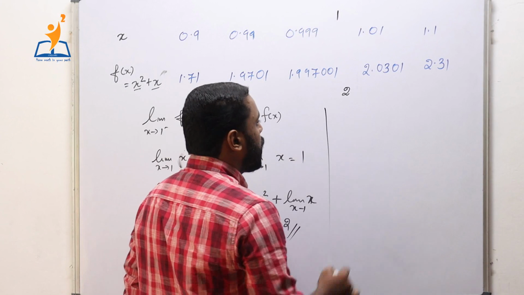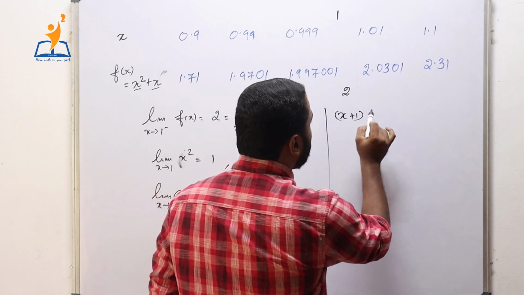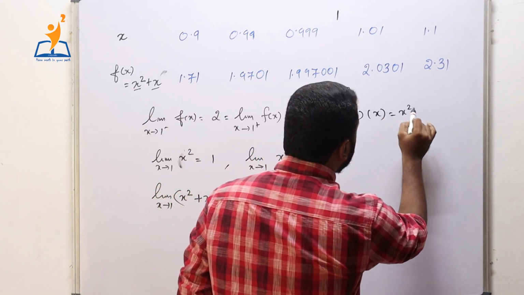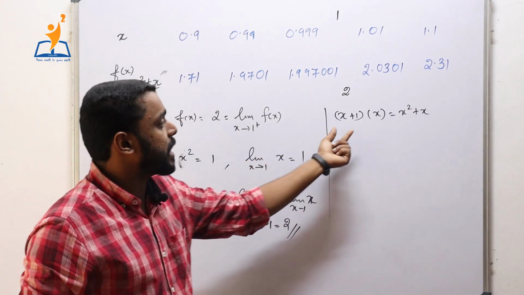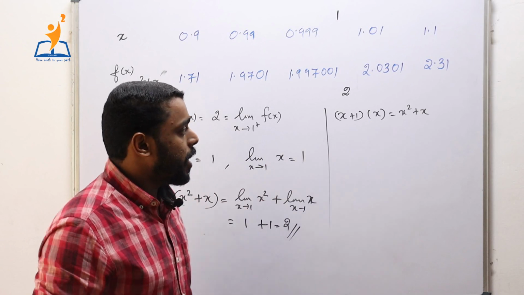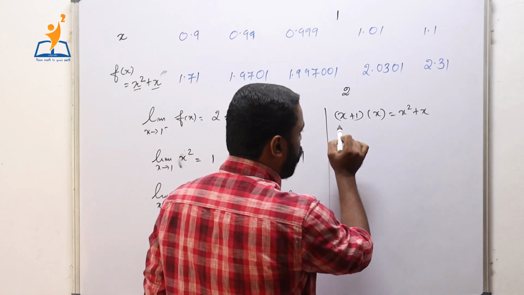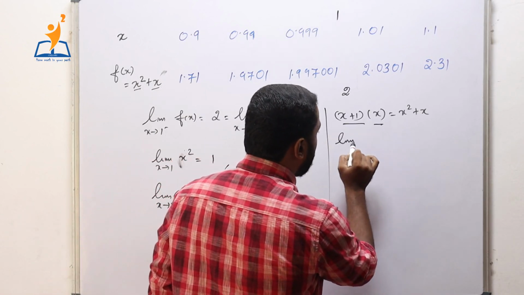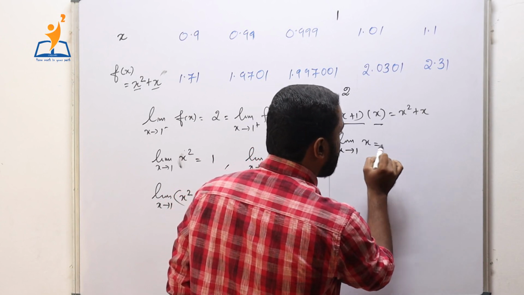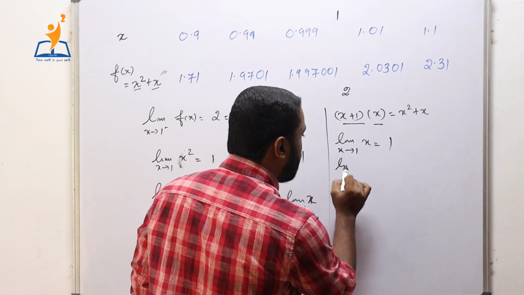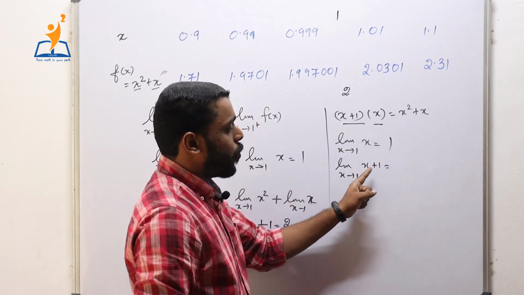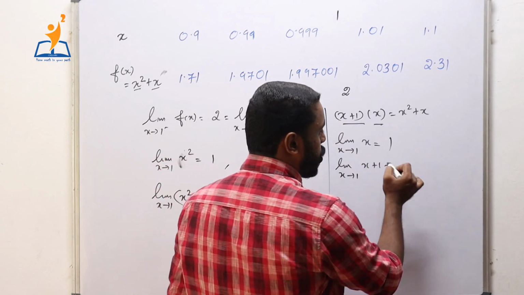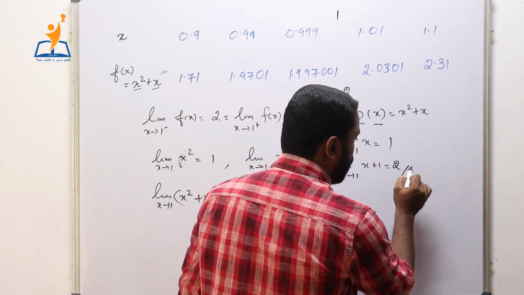Also observe that x plus 1 into x is nothing but x square plus x. That is, we can split x square plus x in the form x plus 1 into x. Now we shall check the limit of these two functions. We know that limit x tends to 1 of x is nothing but 1. Hence clearly limit x tends to 1 of x plus 1 equals, since we added 1 to the left side, we can add 1 to the right side also, 1 plus 1, which is nothing but 2.